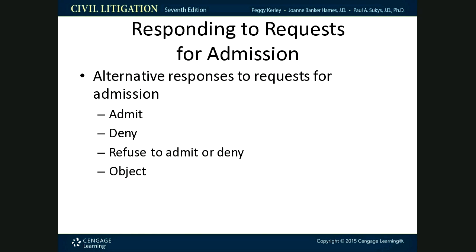So what you can do when you get the admissions, let's say that you're on the receiving end of the admissions, right? Let's say that you represent the defendant and the plaintiff has served these admissions. Well, then there are options. You can admit that it is correct. You can deny that the fact being submitted is correct. You can't refuse to admit or deny it. You have to admit or deny it, but what you can do is say that you cannot admit or deny because of insufficient facts.